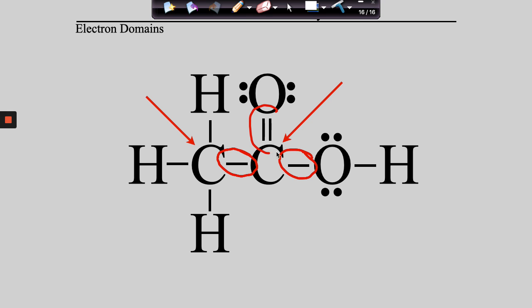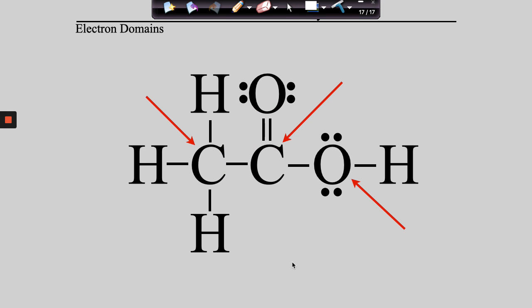And then we have a double bond here, which is, surprisingly, one domain. Again, yes, it's 2 shared pairs. It's a double bond, but it is one domain. This is one space where electrons can be found. That means that this carbon has a total of 3 domains. Okay, so I know that was probably a little surprising, but let's keep going.